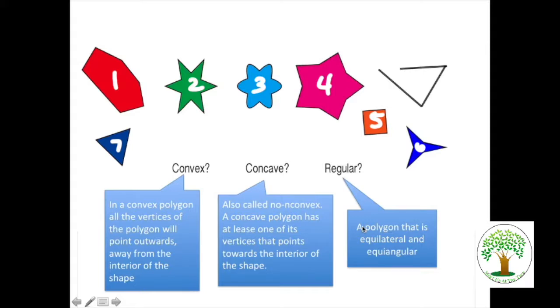What about 6? Maybe. I don't know. I agree that this angle is congruent to that angle. But is it congruent to this angle? I don't know. Are those two angles? No, they're not. One's obtuse and one's acute. So number 6 would not be regular.